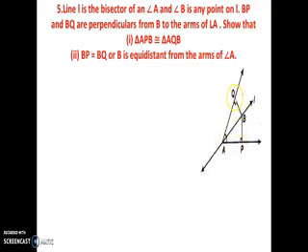Perpendicular means, yes, which makes an angle of 90 degrees, isn't it? So BQ and BP are going to make 90 degrees with these arms of angle A, that is AQ and AP. So angle BPA is equal to angle BQA is equal to 90 degrees. So here you are observing two triangles.